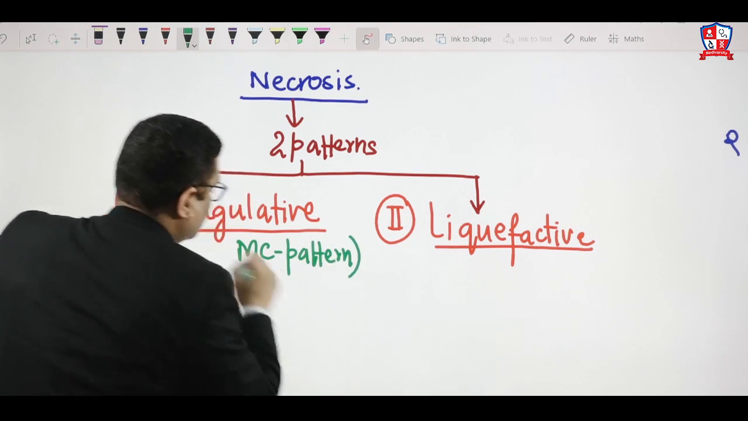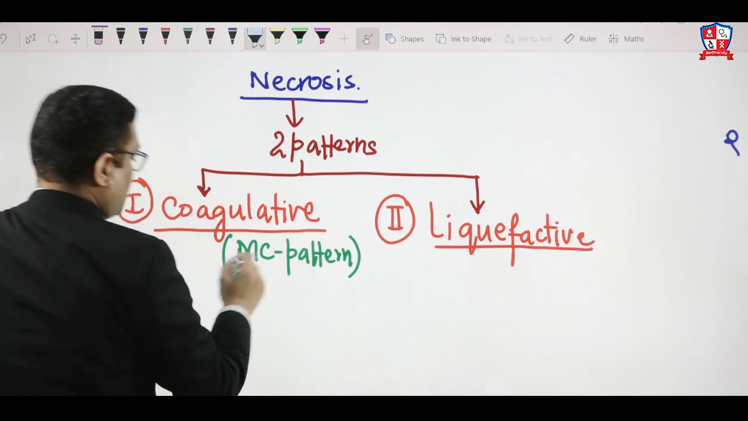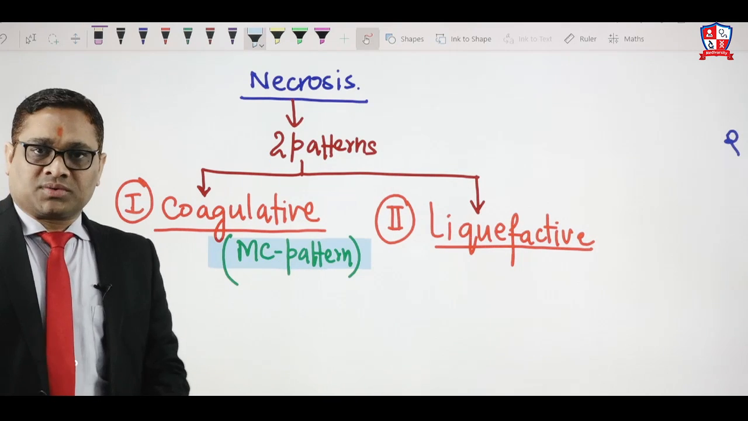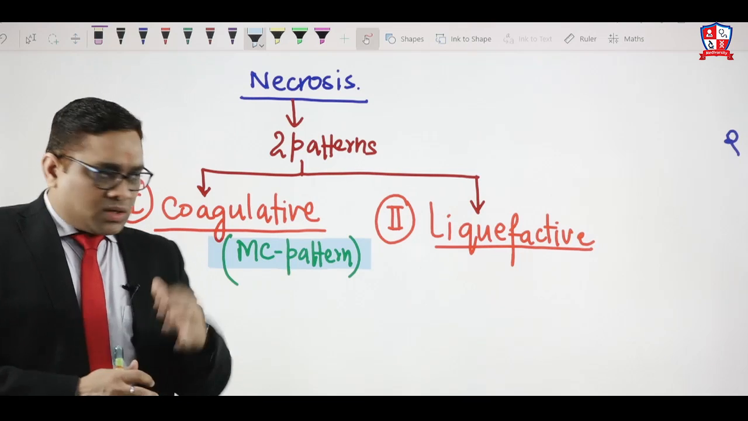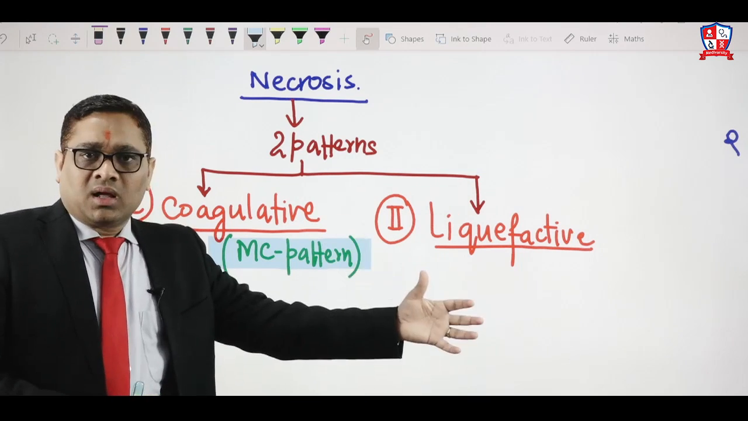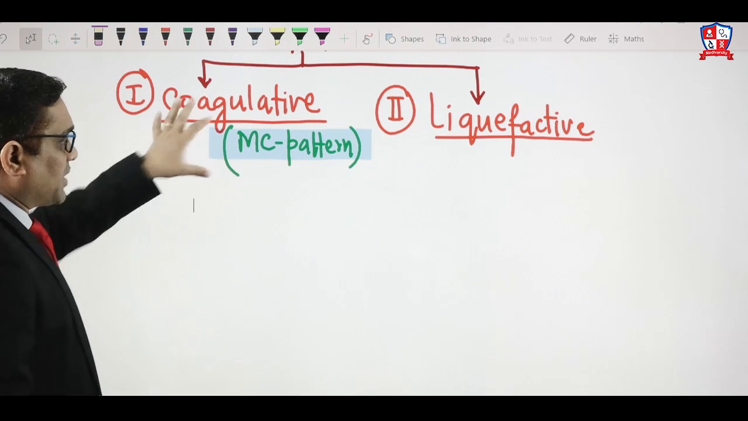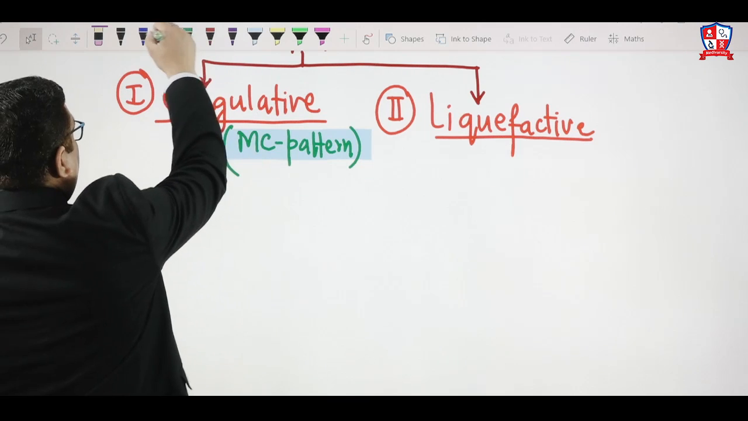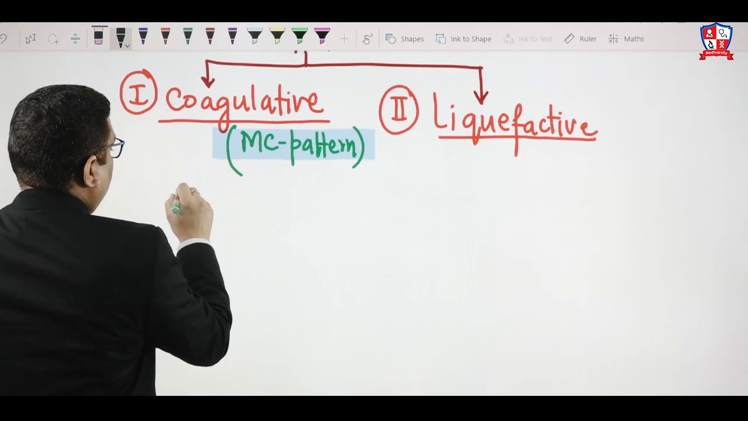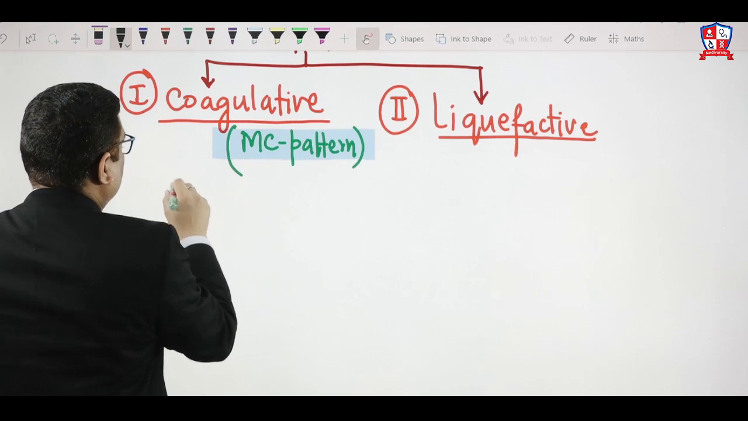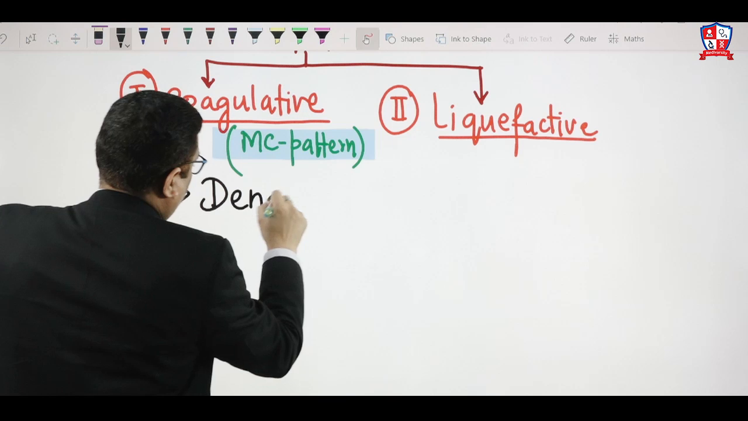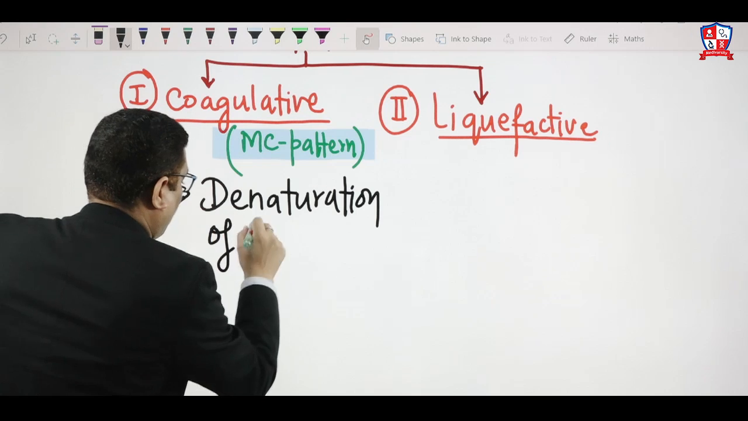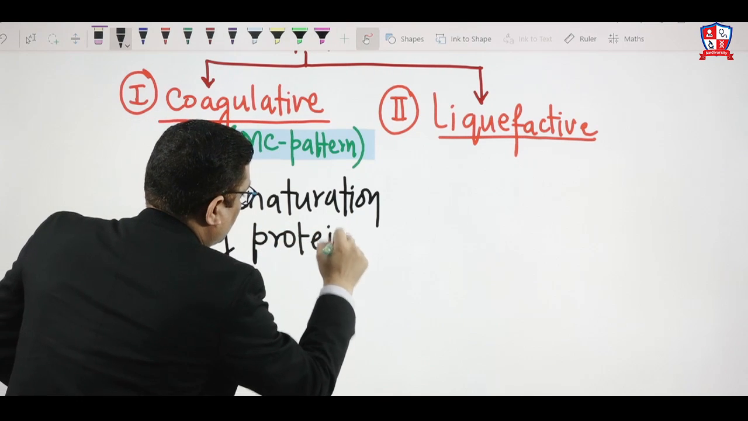These are some basic questions which examiners ask in exams. So keep in mind, the most common pattern of necrosis is the coagulative pattern. Now we will see the concept of why they are coagulative and why they are liquefactive. Coagulative necrosis is because of denaturation of the protein.